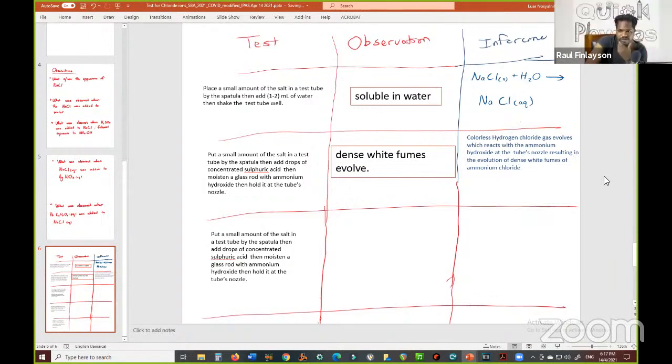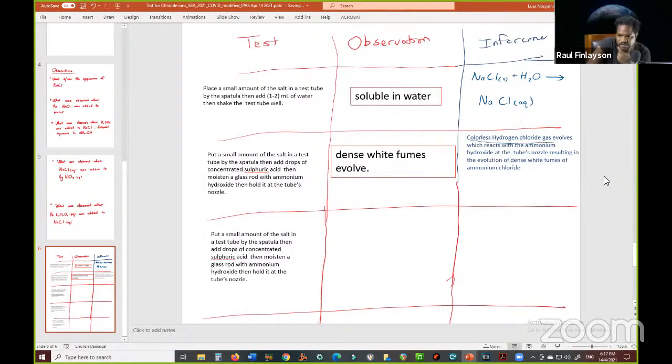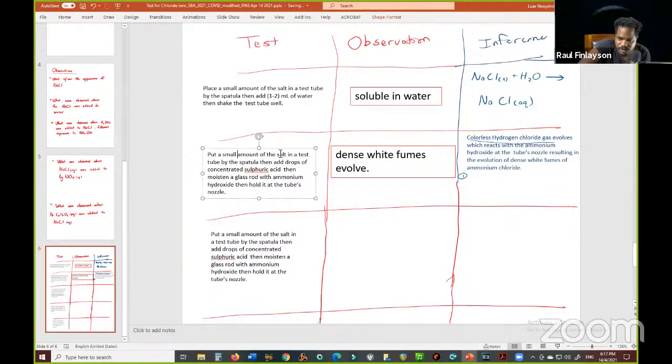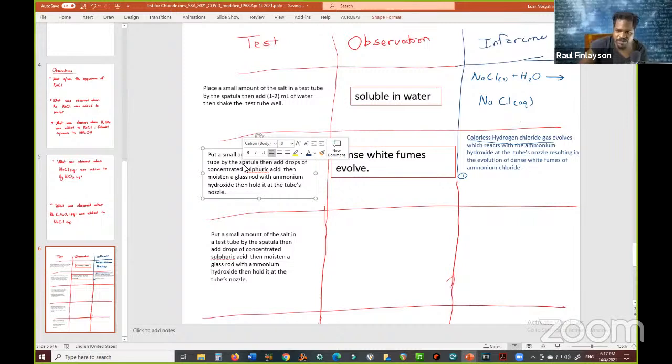So this now, guys, will have 2 parts. All right. Colorless hydrogen chloride gas evolves, which reacts with the ammonium hydroxide. All right. So, guys, this is it now. This is going to have 2 equations here. All right. This evolves. Anything that evolves is a product. But then if we go back to the test, what happened here: put a small amount of salt in the test tube, all right, using the spatula, then add drops of concentrated sulfuric acid. This part, we need to write what happens in this part, guys.